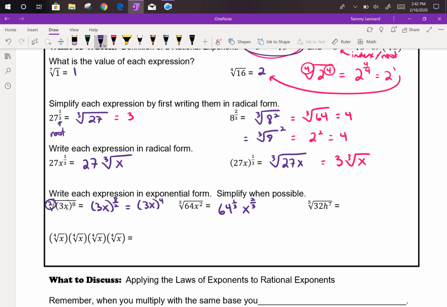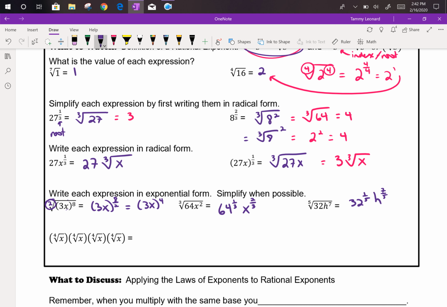The next problem is very similar. 32 has a power of 1/5 because we're taking a root but not raising it to a power. And then the h has a power of 7/5 because it already had a power of 7 and then we had to take the 5th root.